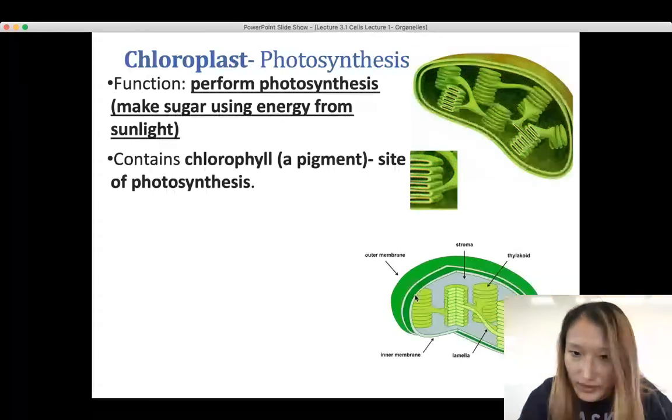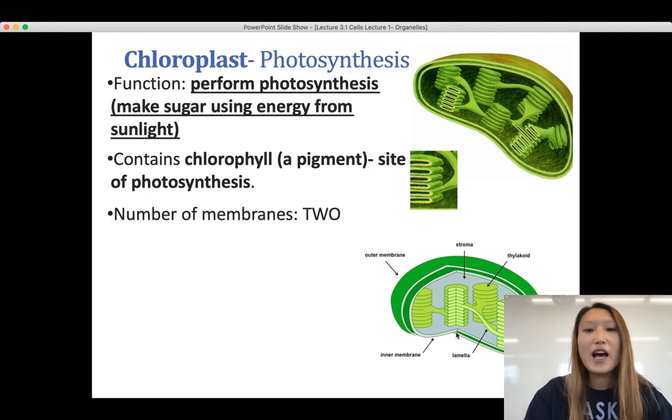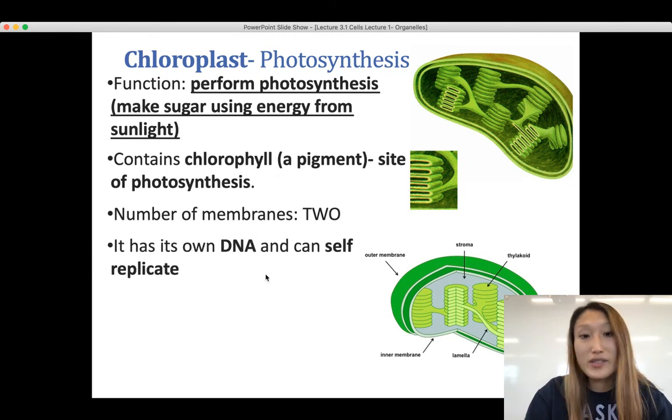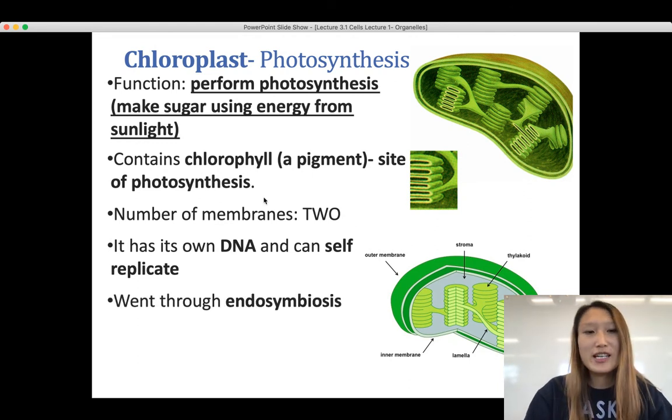They live on the surface or the membrane of the thylakoid membrane. Okay, how many membranes? The outside membrane. We have two membranes, right? Two membranes that you should know. It has its own DNA and can self-replicate, just like mitochondria.